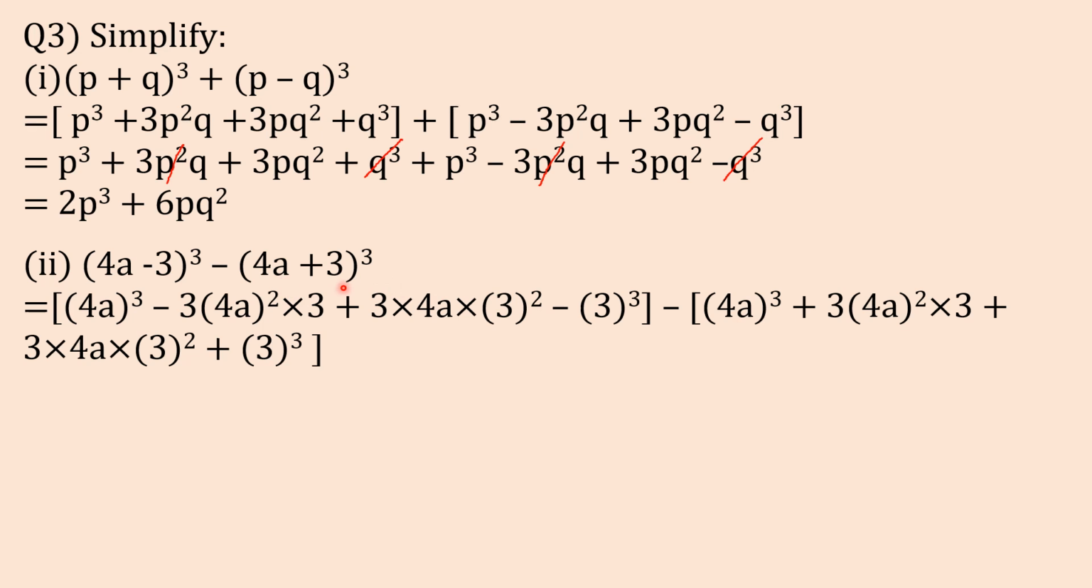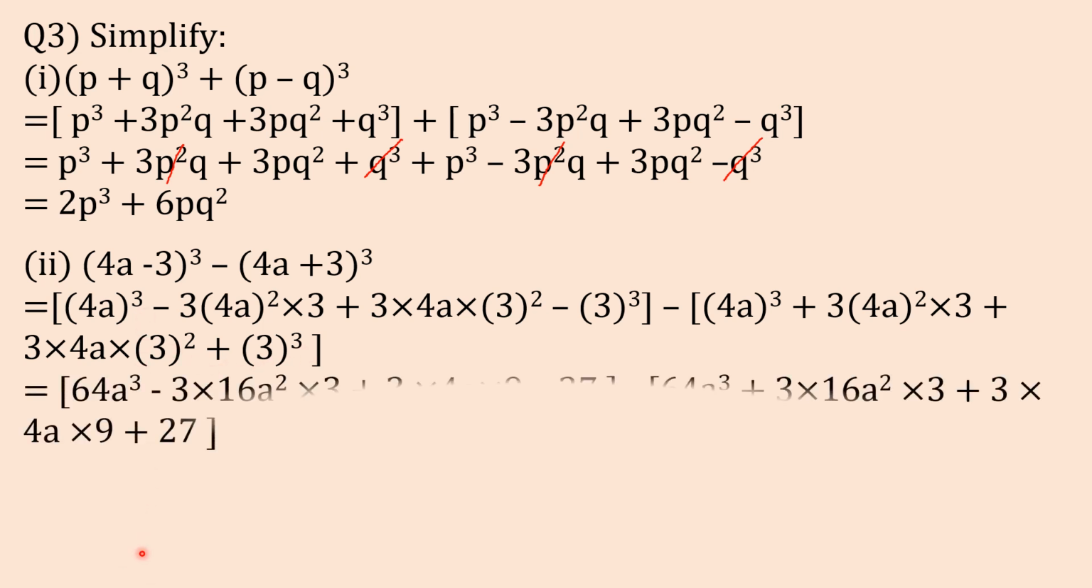Now here you'll use (a plus b) the whole cube, so (4a) the whole cube plus 3 into (4a) the whole square into 3 plus 3 into 4a into 3 the whole square plus 3 the whole cube. Now let's do simplification further. Equal to, now (4a) the whole cube, students, will become 64a cube minus 3 into (4a) the whole square will become 16a square into 3 plus 3 into 4a into 3 square will become 9 minus 3 the whole cube will become 27. Put minus here, that is minus.